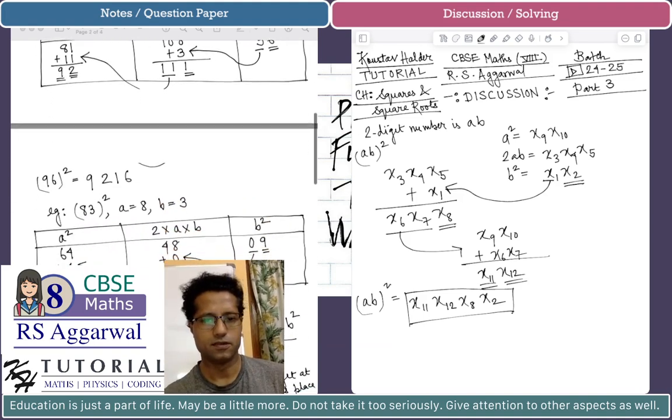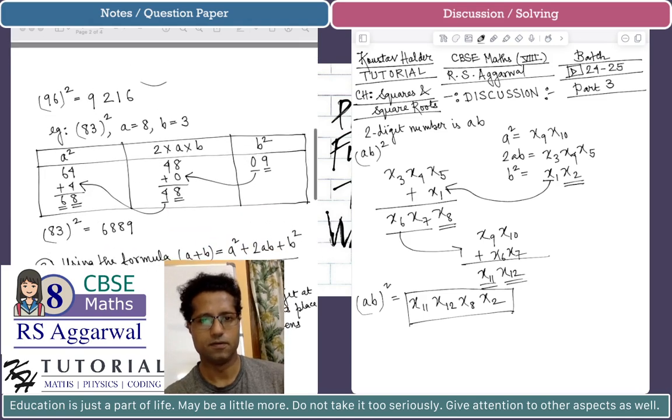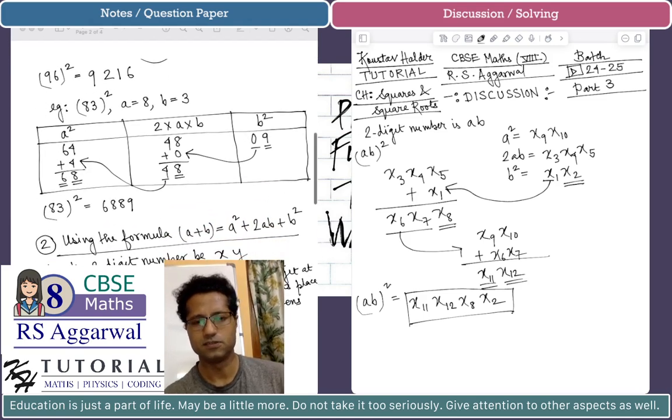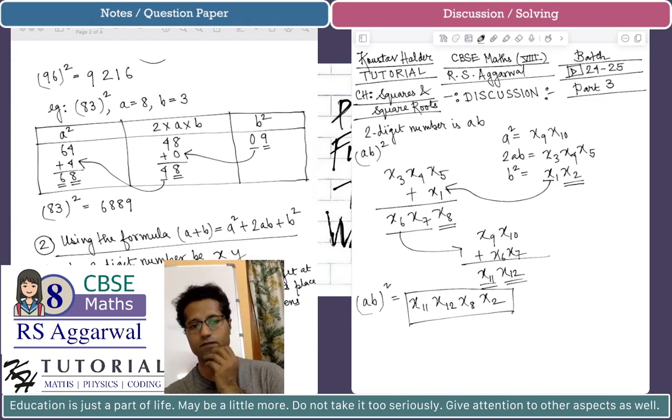Okay, there is another example like 83 square. Since the link of the notes will anyway be in the description, you can check that out.